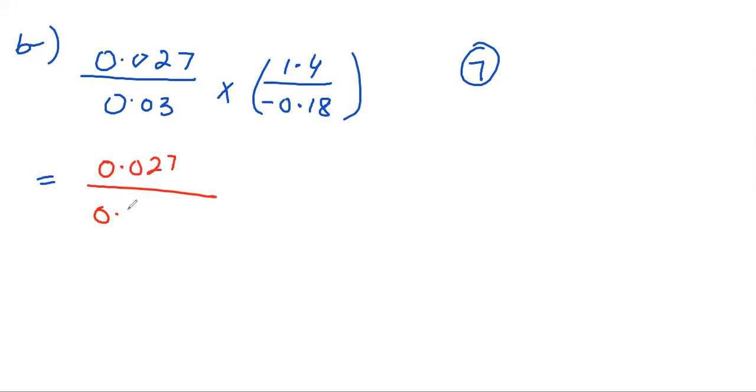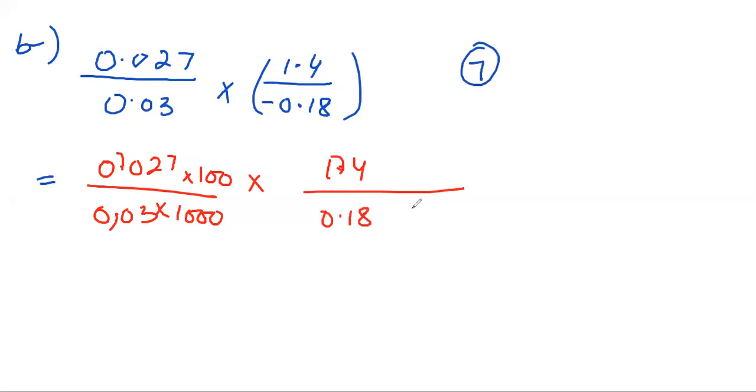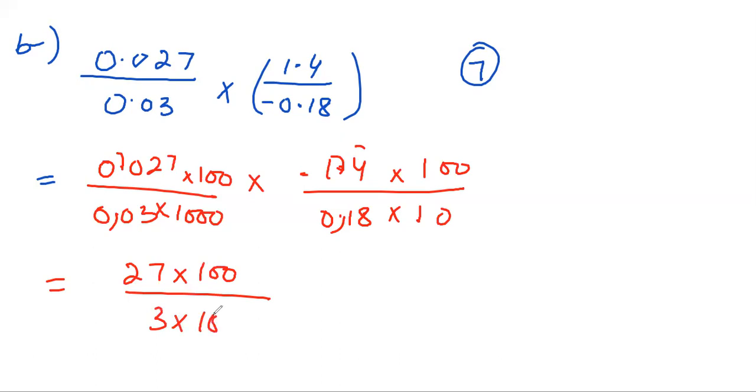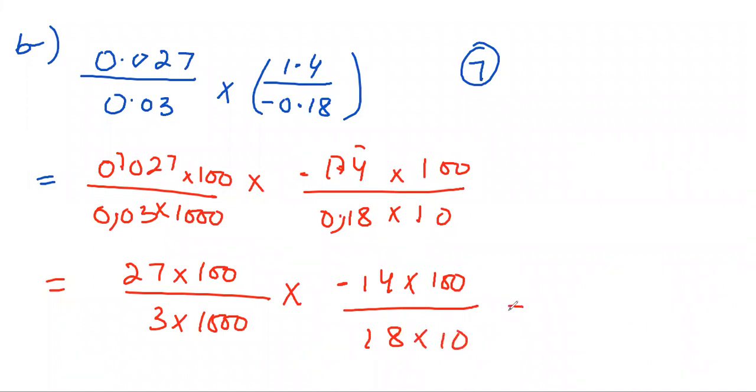0.027 divided by 0.03. Decimal removing, we get 1, 1, 2, 3. Decimal removing, we get 1, 1, 2 times 1.4 divided by 0.18. Decimal removing, we get 1 and 1 zero. Decimal removing, we get 1 and 2 zeros. So up to here everyone should get it. Now we have 27 times 100 by 3 times 1, 2, 3. Multiply by, we have here 14 multiplied by 100 and here is minus 18 multiplied by 10. So this is the equation without decimals.